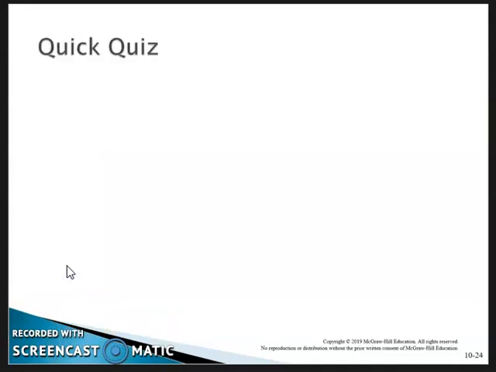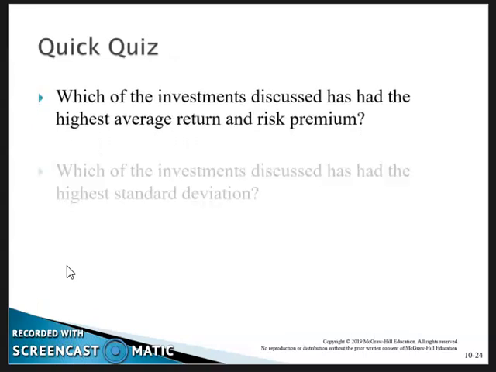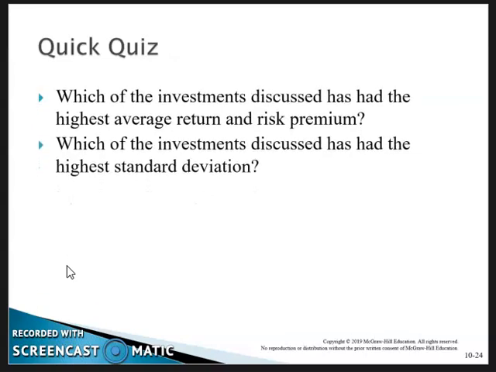Okay, so into the chapter review, a quick quiz. Which of the investments discussed had the highest risk, highest average return and risk premium? That would be small company stocks. And which of the investments discussed has the highest standard deviation? That again would be small company stocks.